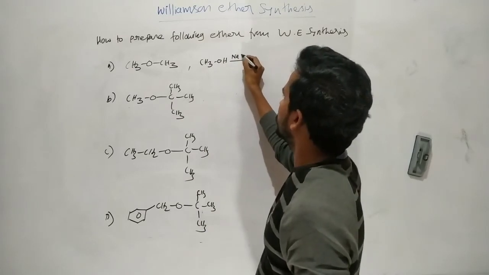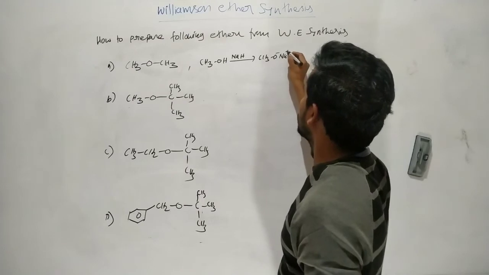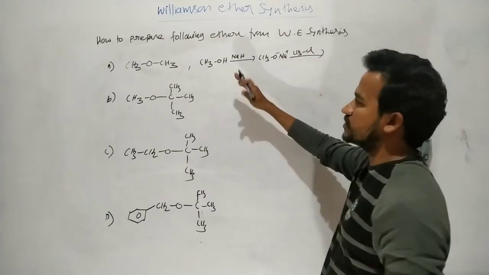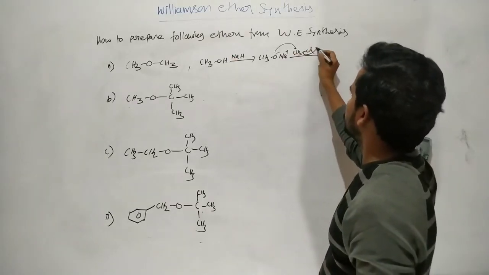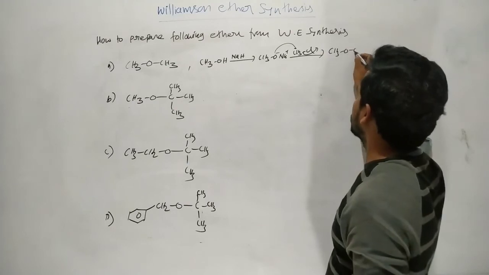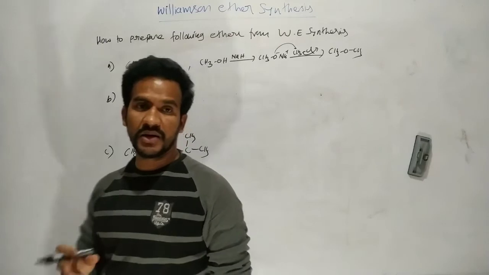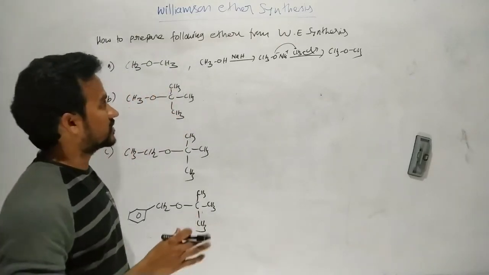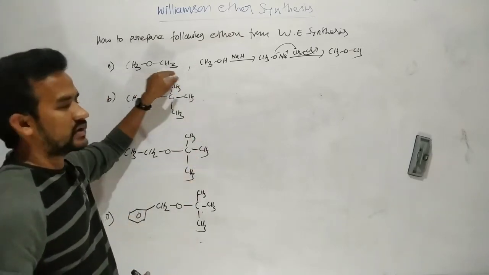On reaction with sodium hydride, that produces CH3O minus Na plus, and then reaction with methyl chloride, because both are methyl groups. So in this case, nucleophilic substitution gives a dimethyl ether. It's a simple alkyl ether because the same alkyl groups are present and both alkyl groups are very simple. So there is no problem for the preparation of the dimethyl ether.